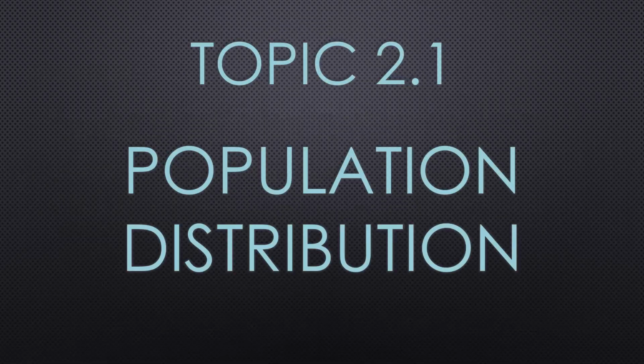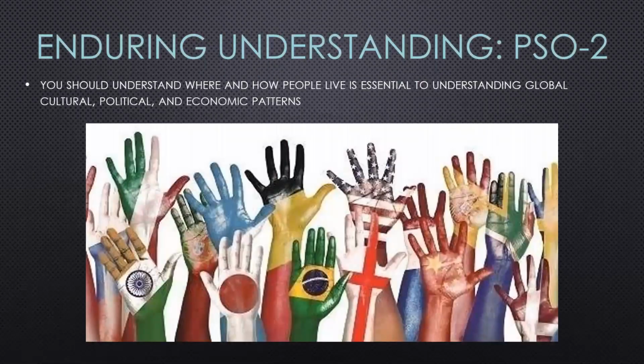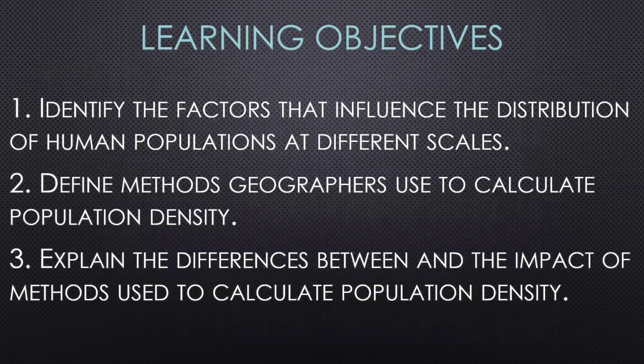All right, and the first topic is about population distribution. We're also going to be talking about population density, so it's kind of two in one. Hopefully, the enduring understanding you take away from this lecture is that where and how people live is essential in understanding global, cultural, political, and economic patterns.